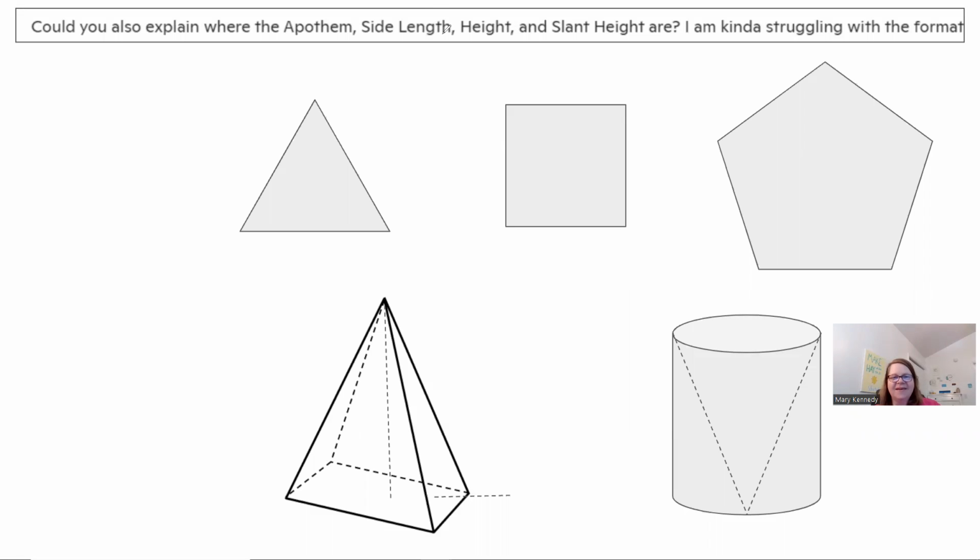All right, let's take a look at this. This is a good question. Lots of stuff going on here. So, explaining where these are.